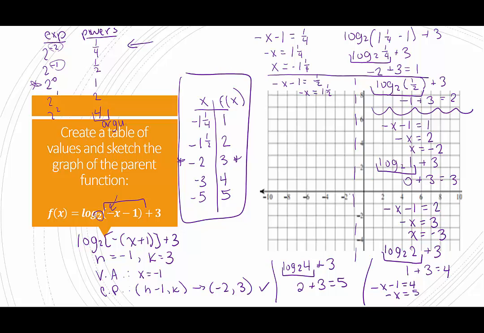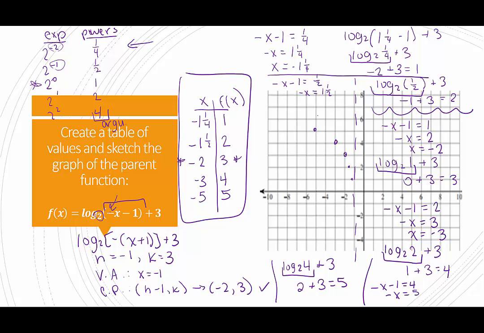We have negative 1 1/4, 1. So that's going to be like here, as best I can. Negative 1 1/2, 2 up here. Negative 2, 3 is up here. Negative 3, positive 4. And negative 5, positive 5.